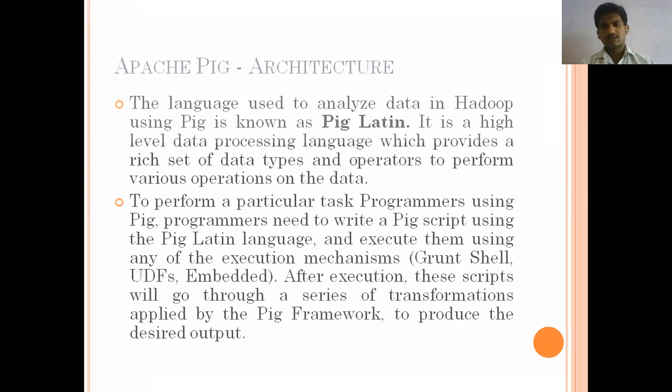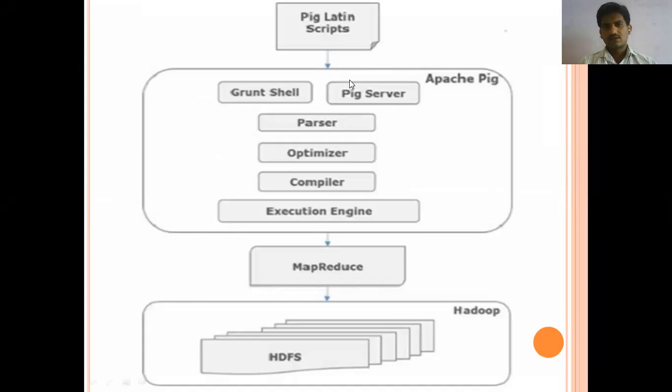Here you can see the architecture diagram. Please remember, I will keep it for 1 or 2 minutes. If you want, you can try it, or else you can just Google it. You can get it: Pig architecture, Apache Pig architecture. Here we have the Grunt shell and Pig server, and these are the phases: parser, optimizer, compiler, and execution.